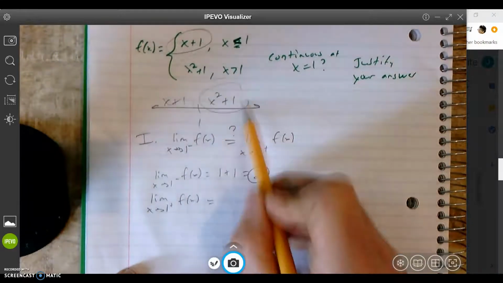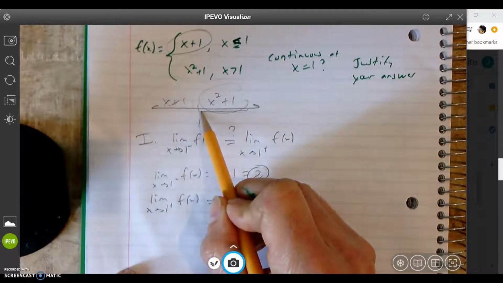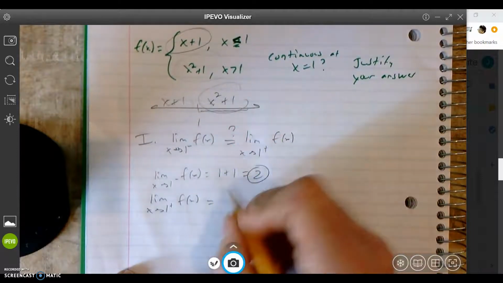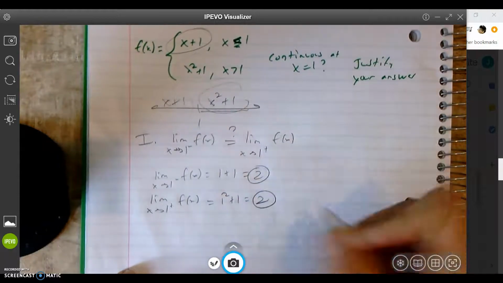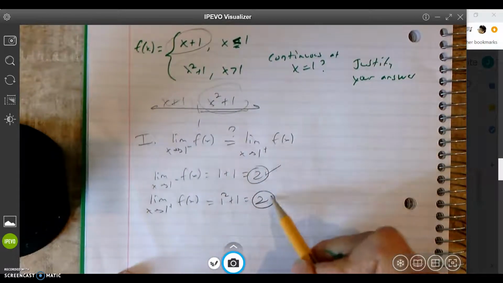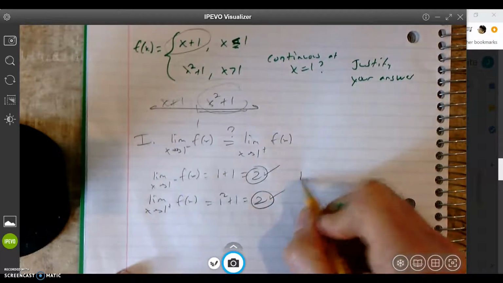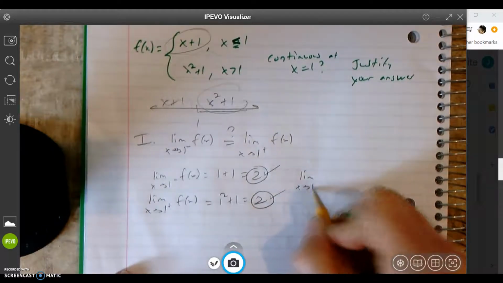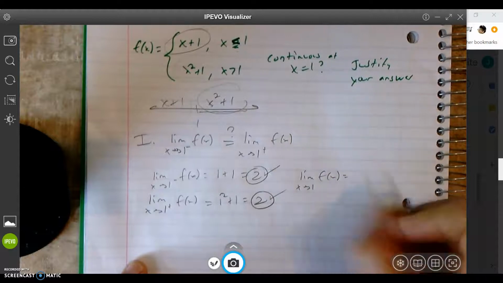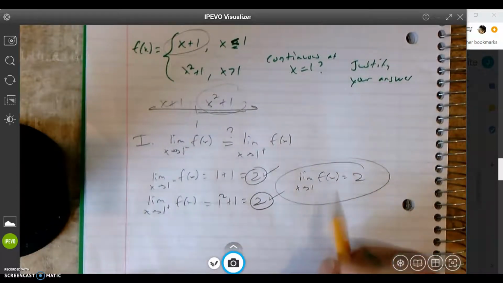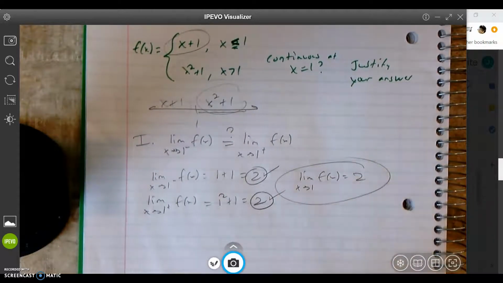From the right, you are getting really, really close to 1. You're still on this parabola. So that's going to be 1 squared plus 1, which is also 2. Cool. What does that mean? Well, the limit as x approaches 1 from both directions of f of x equals 2. Cool. So now we have a legitimate limit right here.